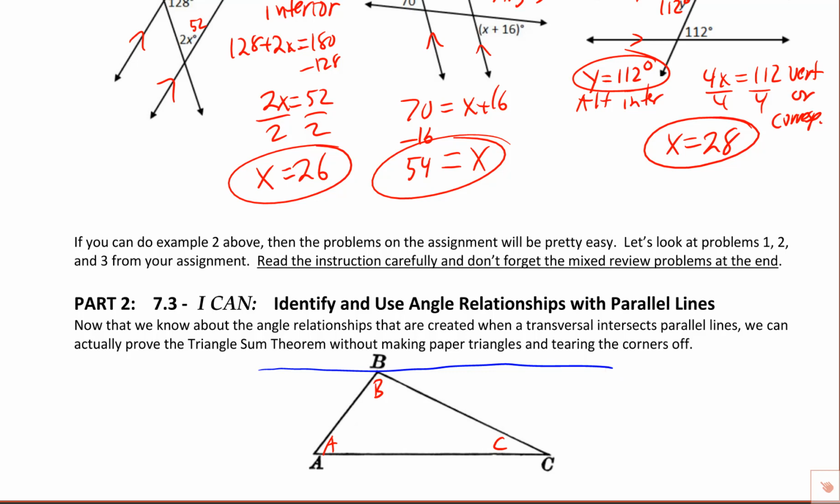And we're going to mark that this line here is parallel to that line right there. Let me make that look a little bit better.